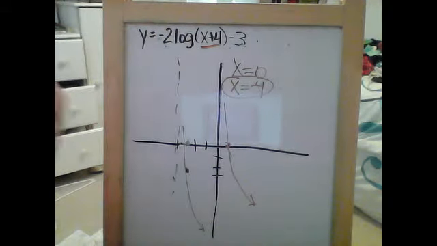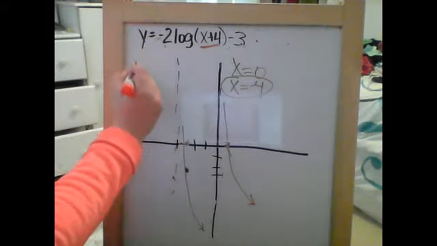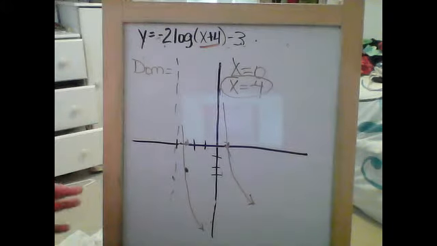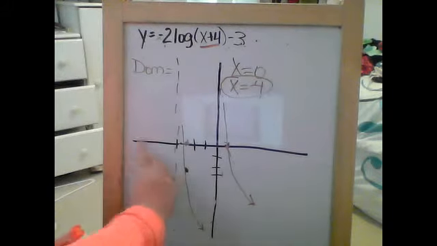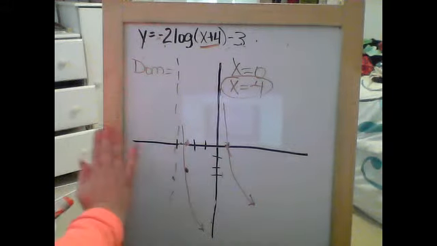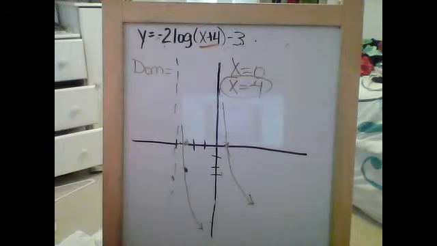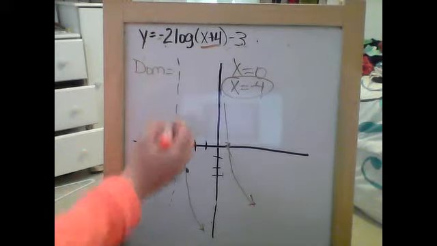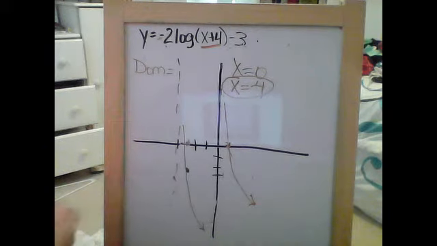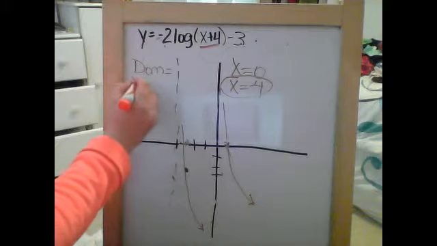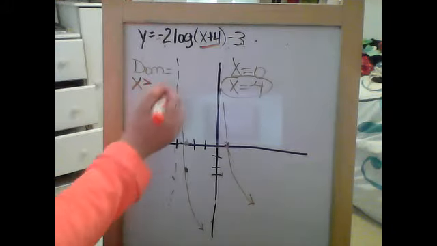Now, one other thing we have to do is find the domain of the function. And the domain is all of your x values. Okay? So, all the values going left and right, x values. And we know that our x value cannot be less than or equal to that -4 right there, because that -4 is an asymptote. So it's going to keep getting closer and closer to -4, but it's never quite going to reach it. So it's always going to be x is greater than -4.